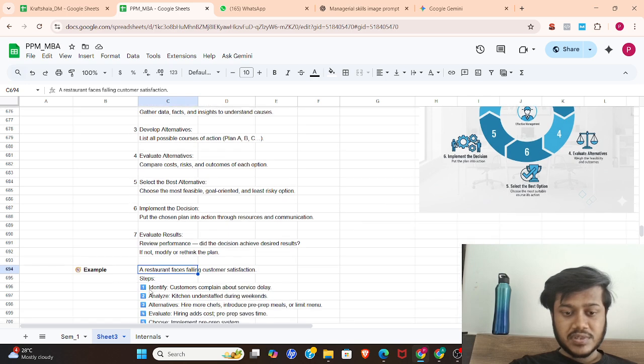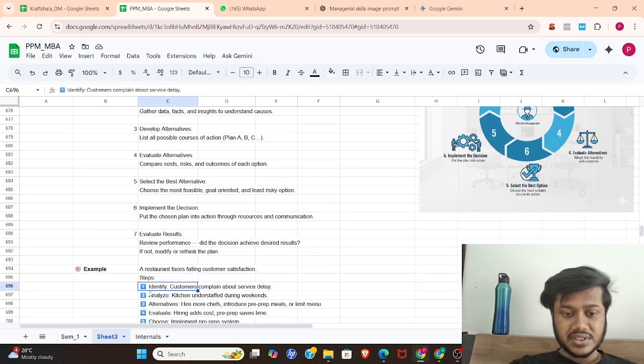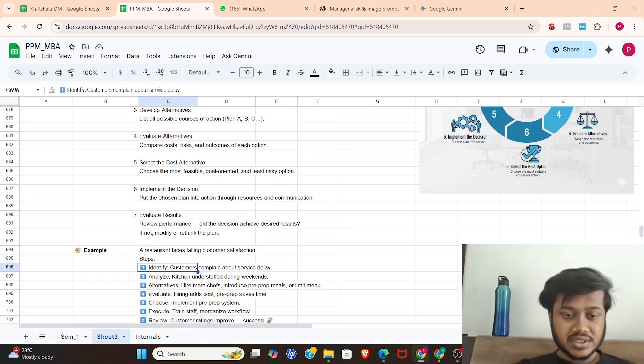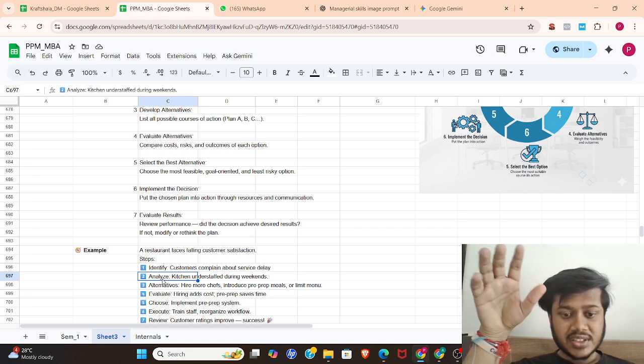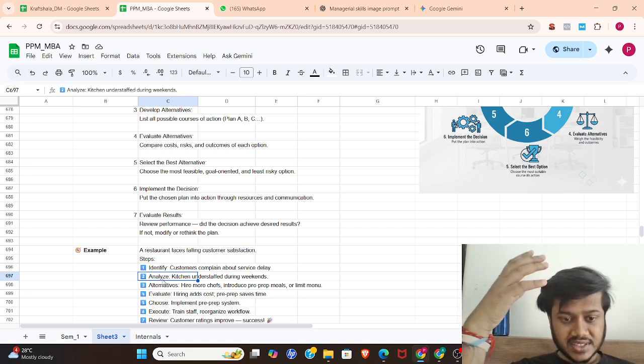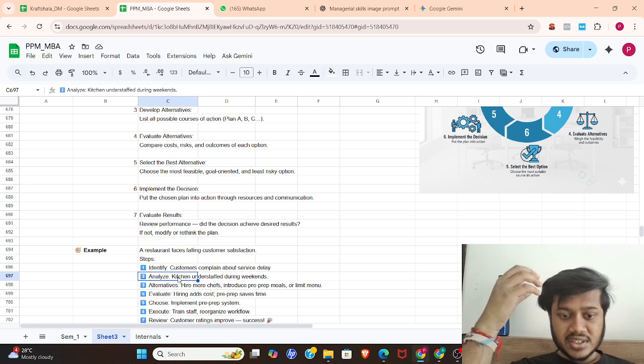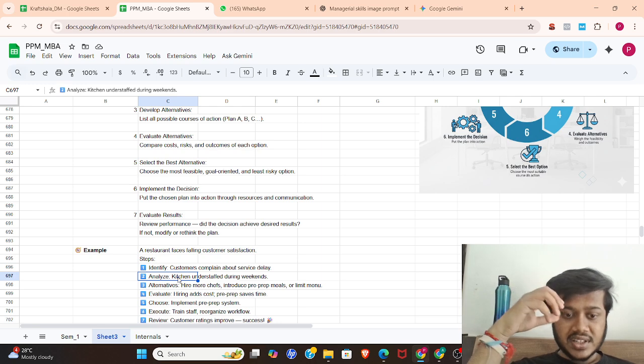Example: a restaurant faces falling customer satisfaction. So how will you do it? First, you need to identify that customers are not satisfied here. So find out the data on why they are not satisfied, what the particular areas are, and find out the customer insights that you have. Say kitchens are understaffed during weekends. That is one of the reasons you find. You need to hire some people.